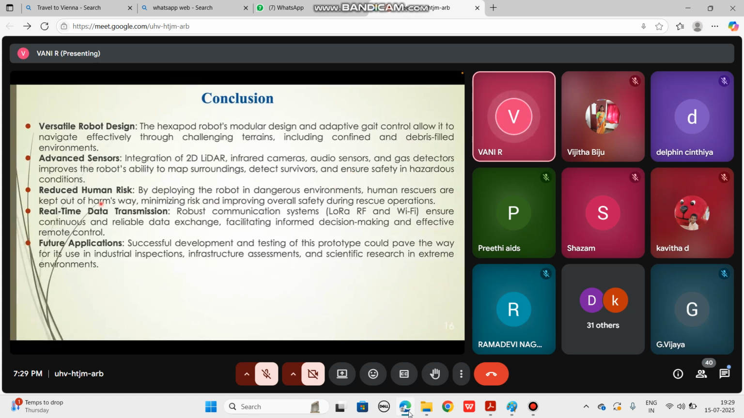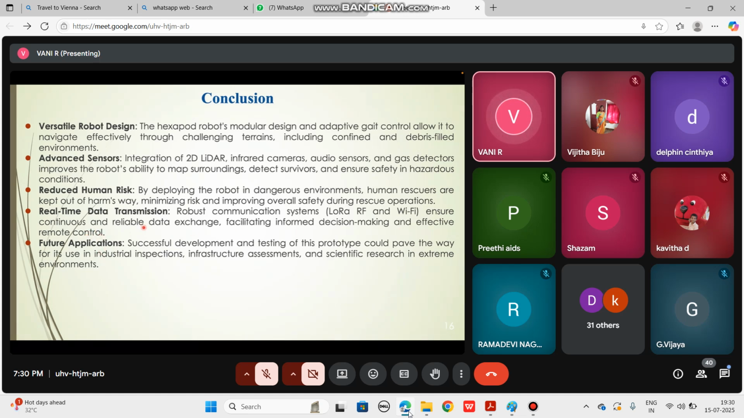And also this bot which is being developed will reduce human risk, where human rescuers cannot move into harmful places, and it will also minimize risk and improve overall safety during rescue operations. And again, for real-time data transmission, robust communication will include LoRaWAN technology and Wi-Fi technology, to ensure proper connectivity even in the absence of internet, ensuring continuous and reliable data exchange and facilitating informed decision making and effective remote control.